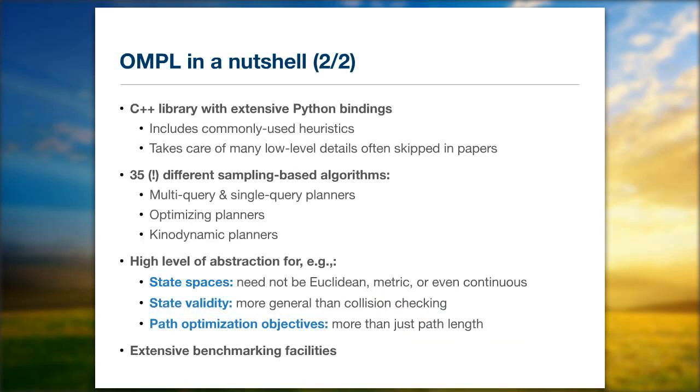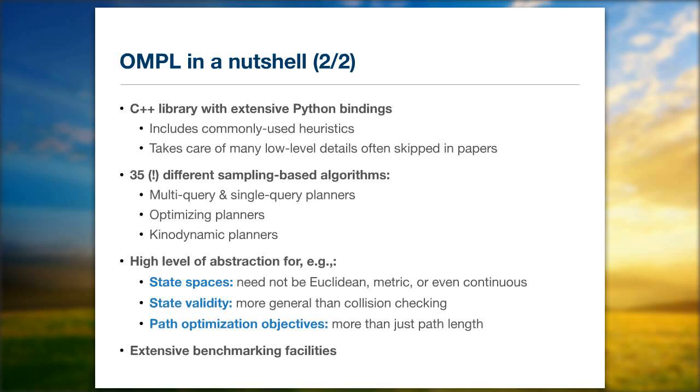OMPL is a C++ library with extensive Python bindings. It tries to provide very fair and accurate implementations of all the known algorithms in the sampling-based literature. Currently, there are over 35 different sampling-based algorithms, going back to the very first ones like PRM and RRT, and algorithms that are just being published or aren't published yet. We can roughly categorize them as multi-query planners, single-query planners, planners that try to provide some kind of optimality guarantees, and dynamic planners, although the last category isn't supported in MoveIt at this point.